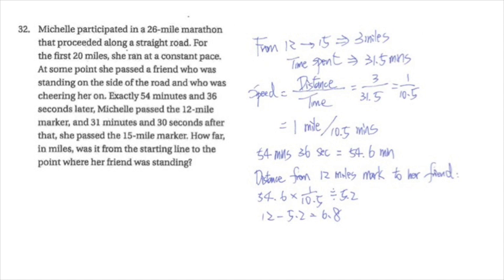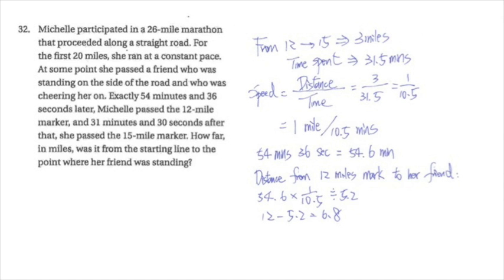Question 32. Michelle participated in a 26-mile marathon that proceeded along a straight road. For the first 20 miles, she ran at a constant pace, and at some point she passed a friend who was standing on the side cheering her on. 54 minutes and 36 seconds later, Michelle passed the 12-mile marker, and 31 minutes and 30 seconds after that, she passed the 15-mile marker. We're asked to find the distance from the starting line to her friend.